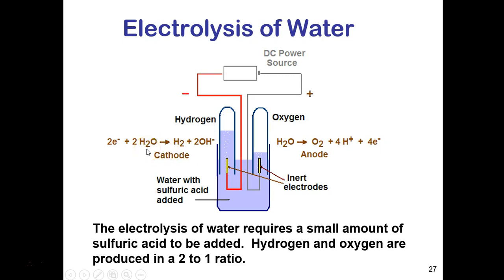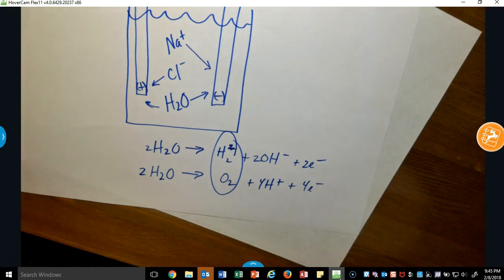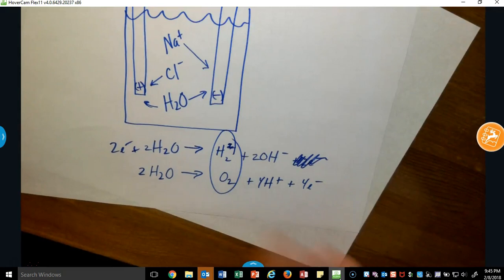And actually that is the error. I knew I made an error on this equation when I did this before. I don't know if you could tell that I was pausing, but I put the electrons on the wrong side.